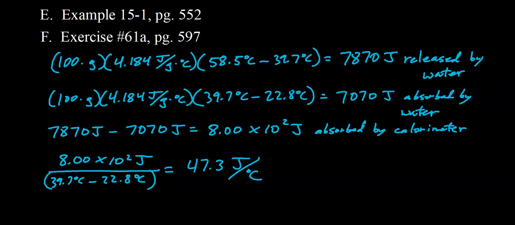Next we take the total amount of energy absorbed by the calorimeter and divide it by the change in temperature of the calorimeter. So again, we'll assume that the initial temperature of the calorimeter was the same as the initial temperature of the cool water. And the final temperature of the calorimeter is the same as the final temperature of that system, or in this case, both of the water samples, if you will. So we get 47.3 joules per degree Celsius.